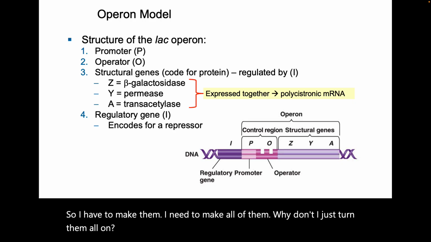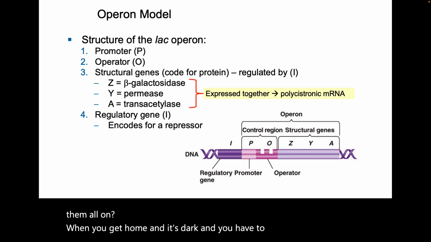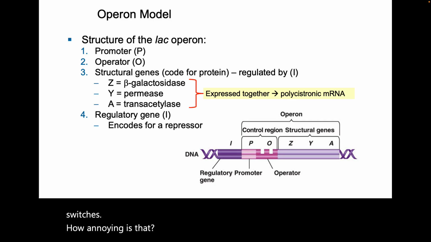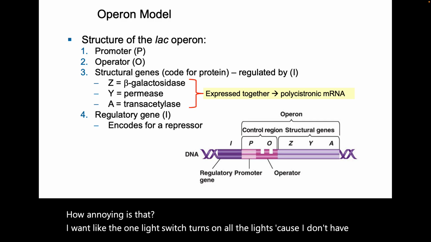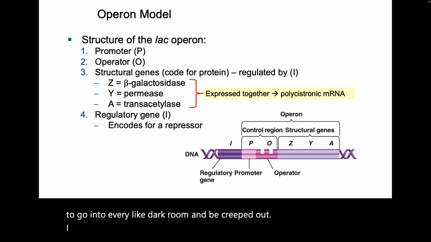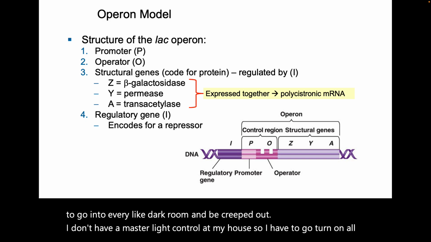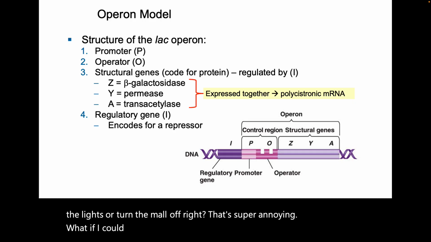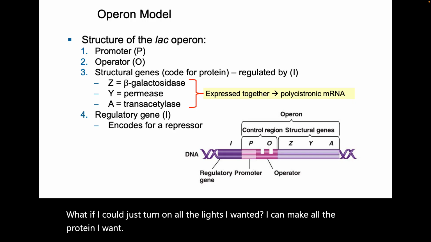Like when you get home and it's dark and you have to find all the light switches. How annoying is that? I want the one light switch that turns on all the lights. Because then I don't have to go into every dark room and be creeped out. I don't have a master light control at my house, so I have to go turn on all the lights. Or turn them all off, right? That's super annoying. What if I could just turn on all the lights I wanted? I can make all the protein I want. And I have them all together.